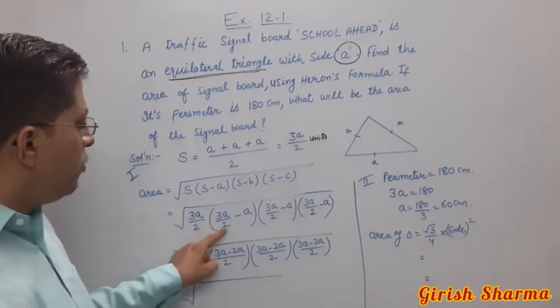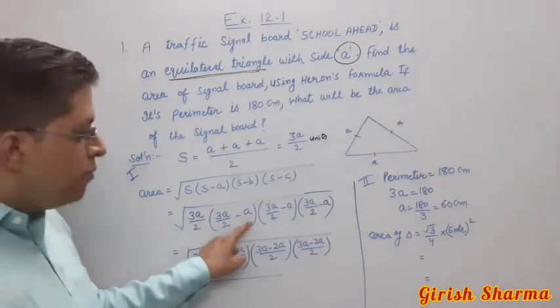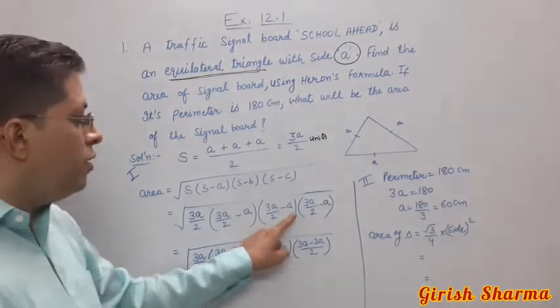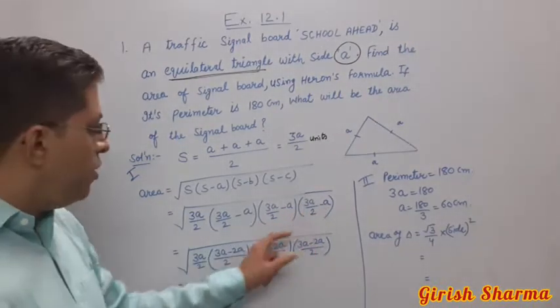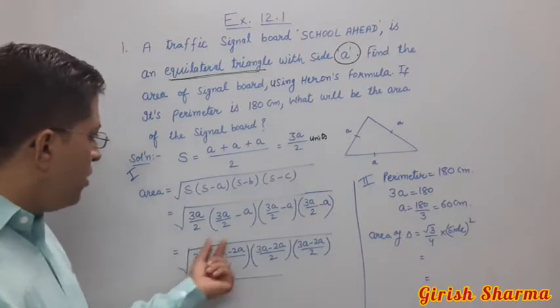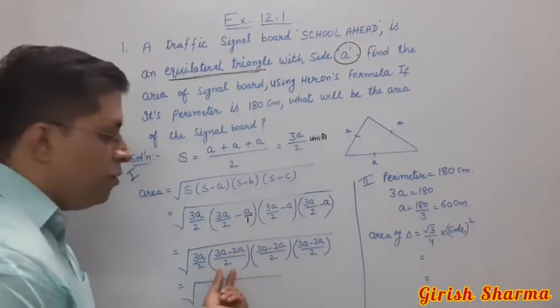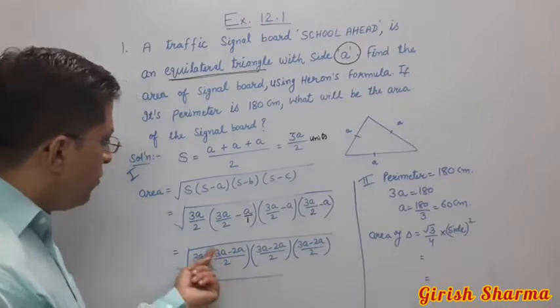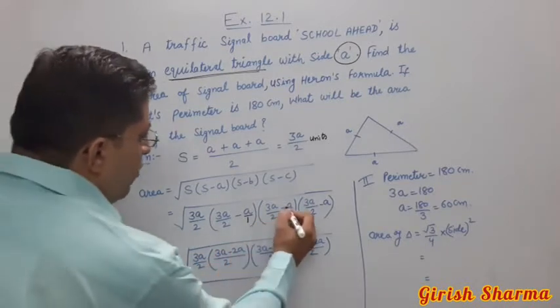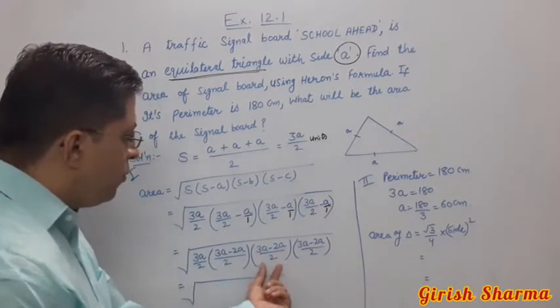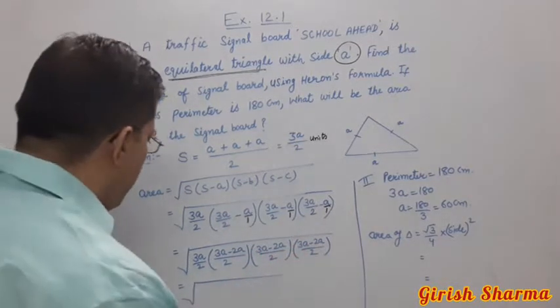Then 3 upon 2 minus A, 3 upon 2 again minus A, because all three sides are equal. 3 upon 2 minus A. Okay, this as it is after taking LCM. This is 1. 2 and 1 LCM is 2 only. This is 3A minus 2A, here again 1. Put again 1. This is 3A minus 2A upon 2.